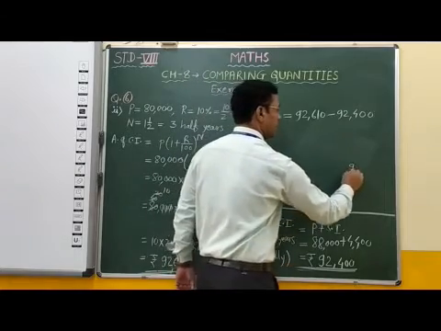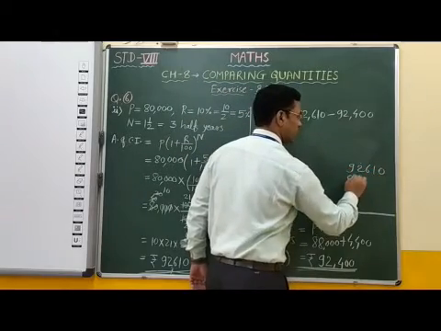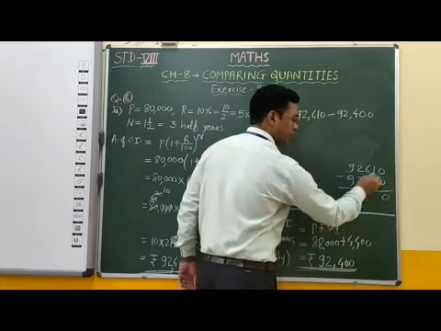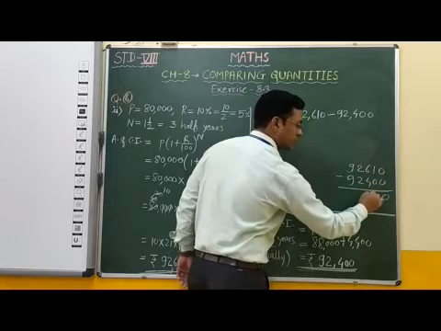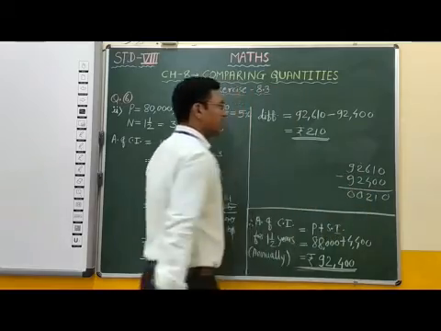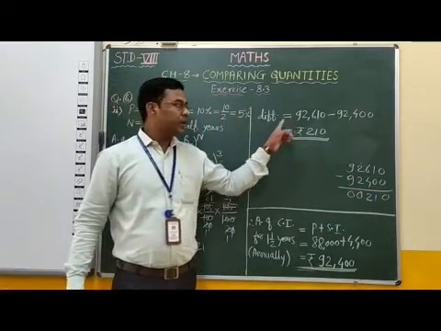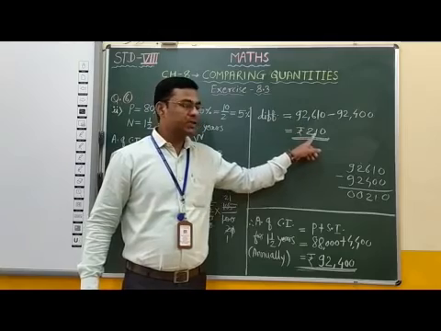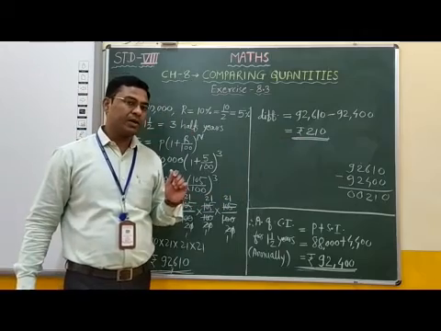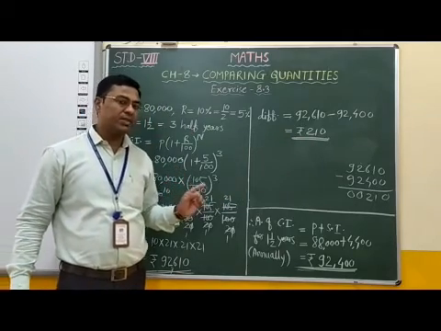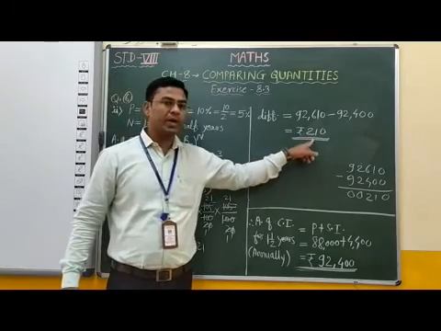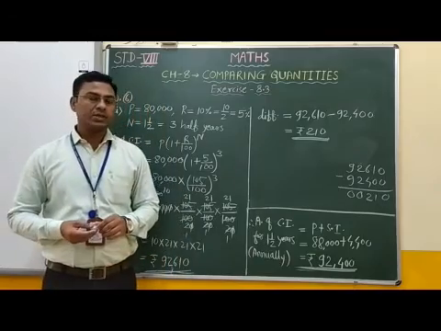Therefore 92,610 minus 92,400. 0 minus 0, 0, 1 minus 0, 1, 6 minus 4, 2, 2 minus 2, 0, and 9 minus 9, 0. Therefore the difference between the two amounts is equal to rupees 210. Or we can say that the difference between the amount of compound interest annually and compound interest half yearly is equal to rupees 210. Students, I hope it is clear to you.